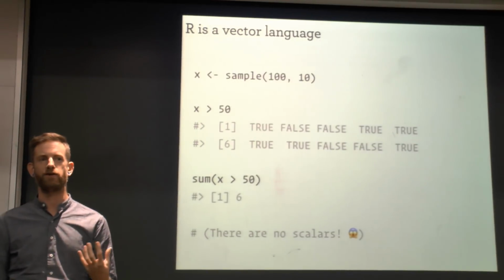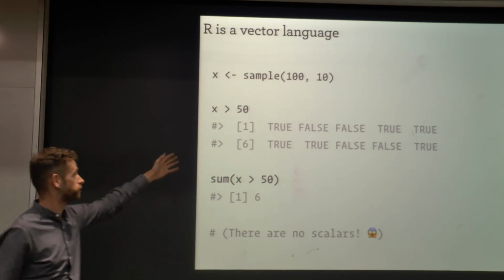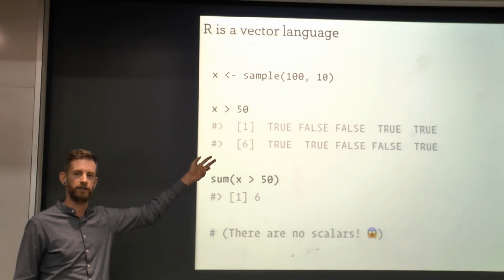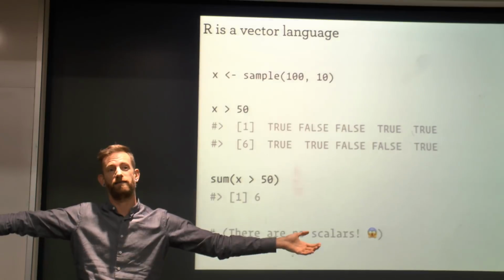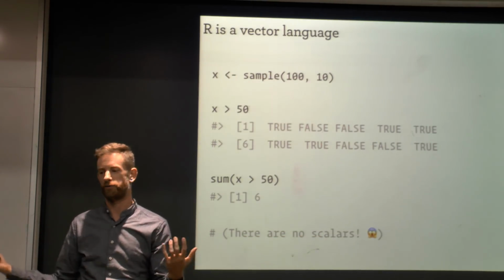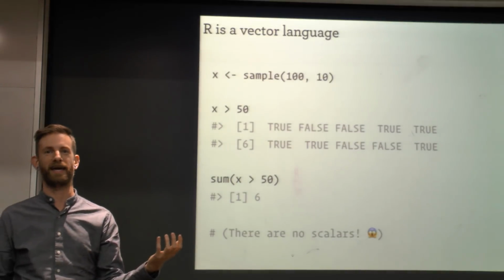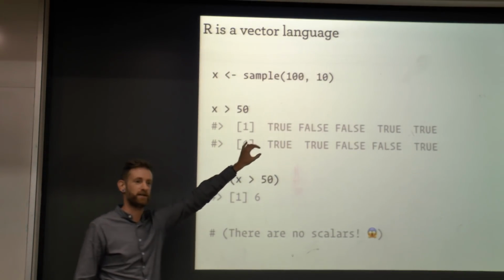So I want to talk about a few of my favorite features of R. One of the first is that R is a vector language. So everything you work with in R is a vector. R does not have scalars. You cannot really work with a single number. This has pretty serious performance implications. But the neat thing is you can express ideas very, very simply.